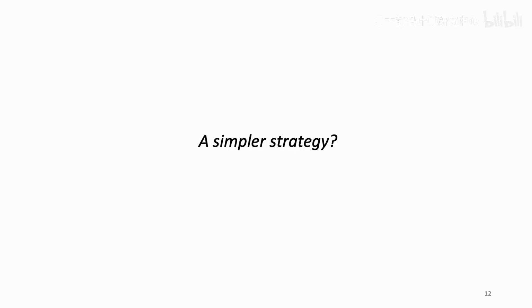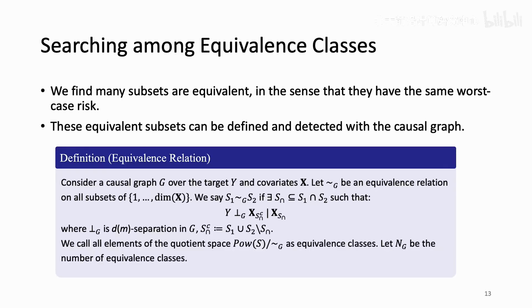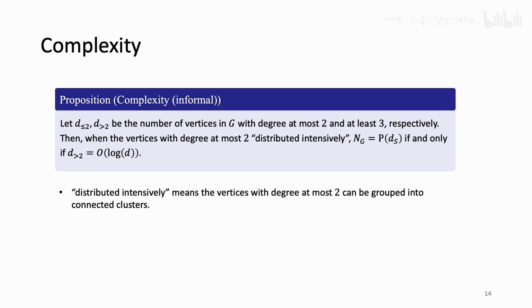Is there a more efficient strategy? Indeed, we find many subsets are equivalent, in the sense that they have the same worst-case risk. Benefiting from this, we only need to search over equivalence classes. We show that these equivalence classes can be effectively recovered from the causal graph, and that this new search strategy can significantly reduce the complexity.